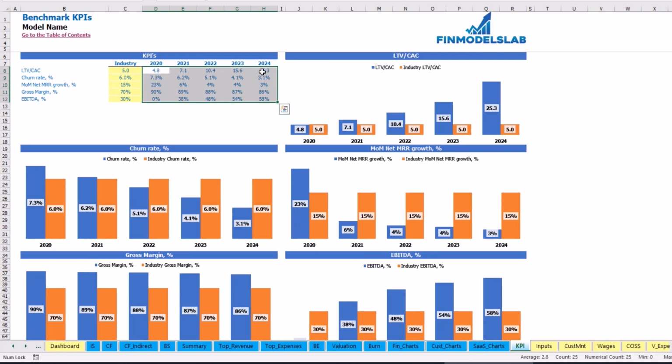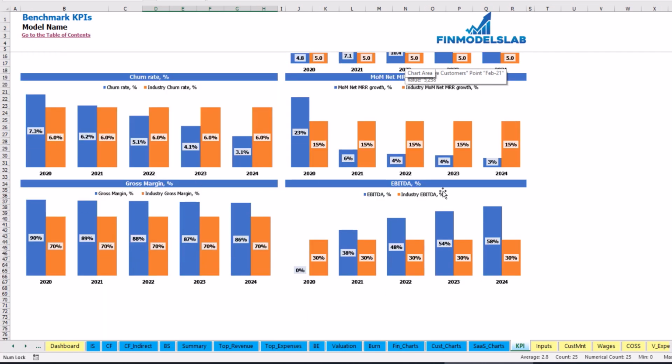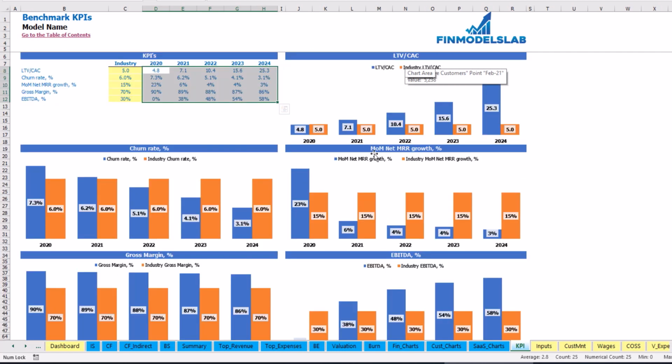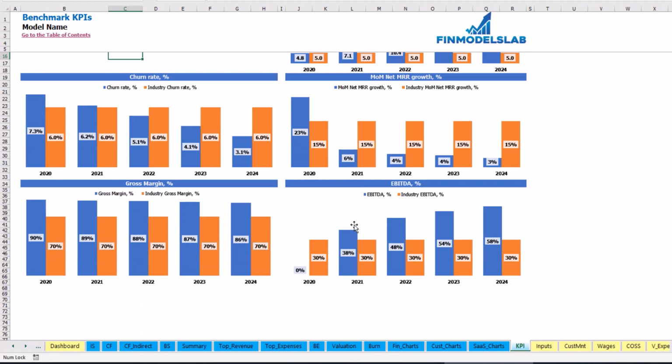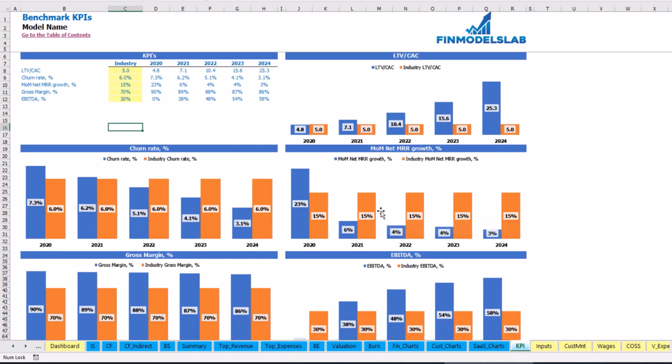The values by years and the same information you may see on the charts, which is LTV to CAC, churn ratio, month-over-month MRR growth, gross margin and EBITDA. On each chart, the orange column is the industry specific benchmark, and the blue column is the value calculated by the model. So using this table you can easily compare where you are in terms of the industry specific benchmarks and how your business works in comparison to other businesses.